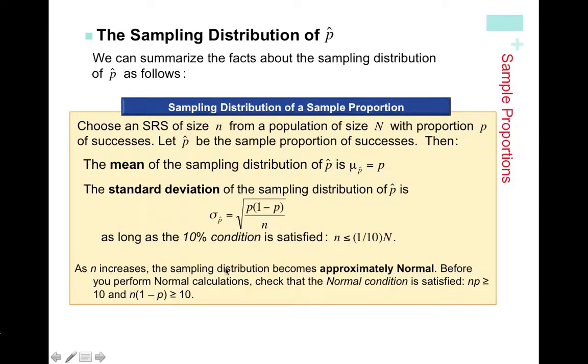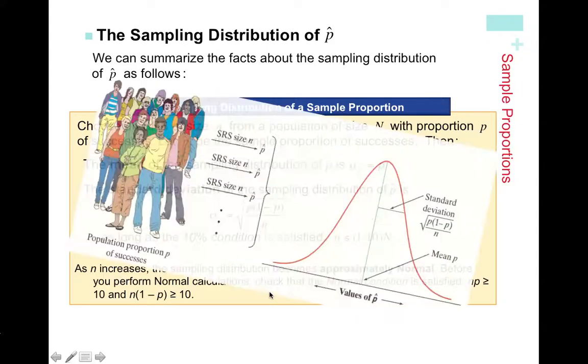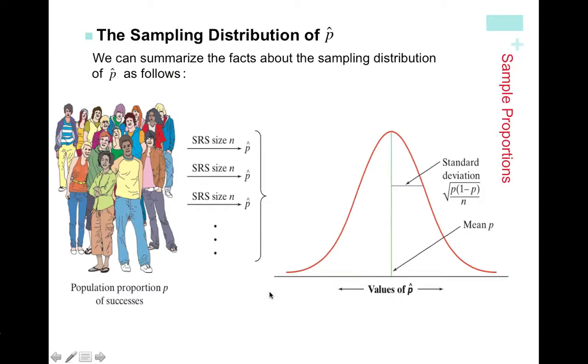As n increases, and we saw this with our sampling of Reese's Pieces, the sampling distribution becomes approximately normal. But before you perform normal calculations, you must make sure that, just like last chapter, n times p is greater than or equal to 10, and n times 1 minus p is greater than or equal to 10. If that's the case, we can use our normal distribution funness. And yes, that is not a word, ladies and gentlemen.